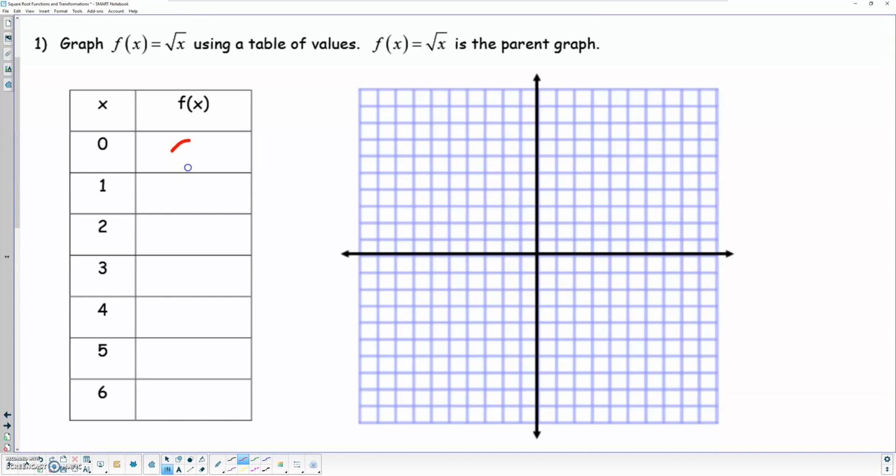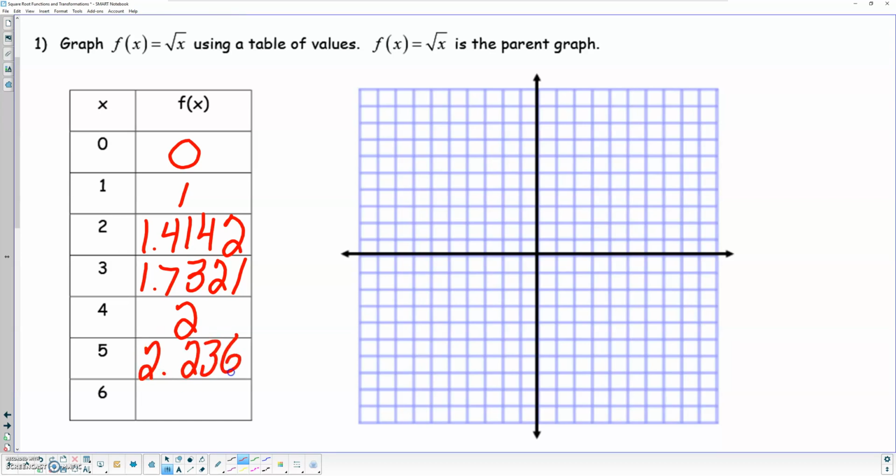Okay, so 0 is 0. 1 is 1, 2 is 1.4142, 3 is 1.7321, 4 is 2, 5 is 2.2361, and 6 is 2.4495.